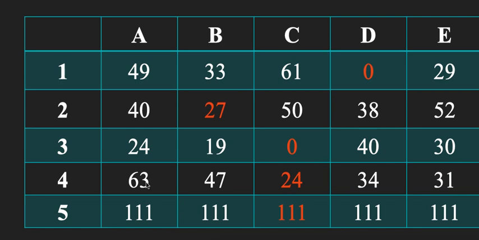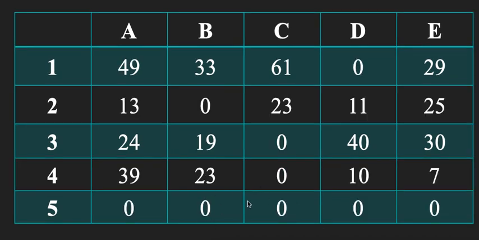Then when we come here, we have 63 minus 24. How much is it? It is 39. Then we have 47 minus 24 is 23. 24 minus 24 is 0. Then 34 minus 24 is 10. And 31 minus 24 is 7. And here it is 111 minus 111. This is 0 for all, right? Now this is what we are going to get here.